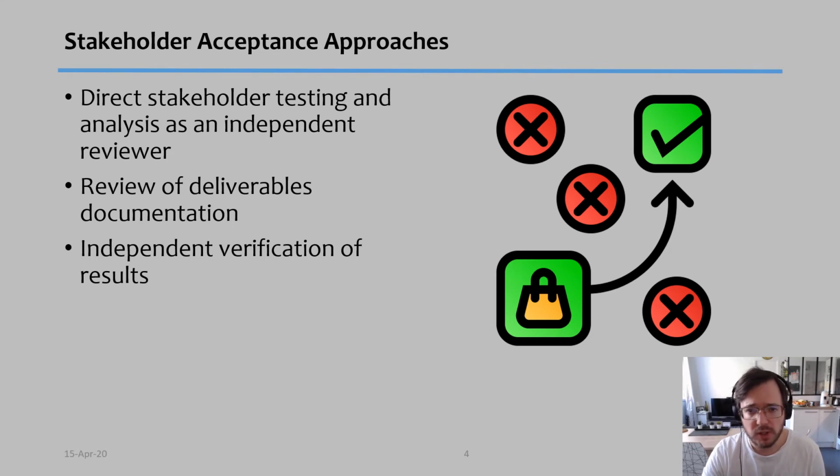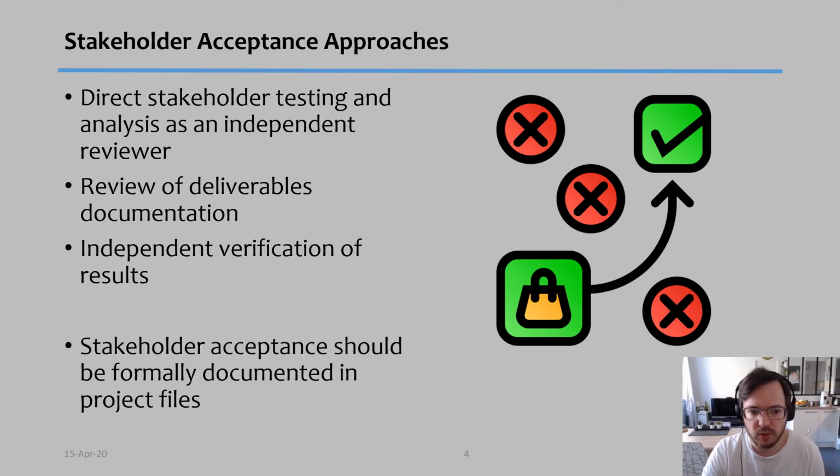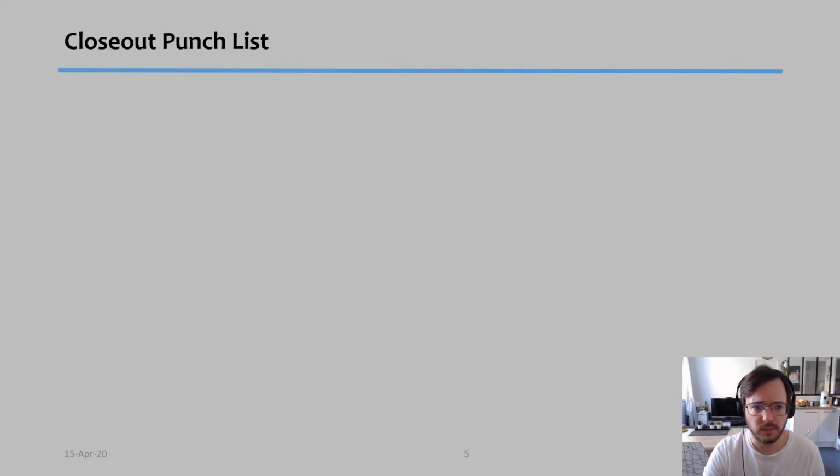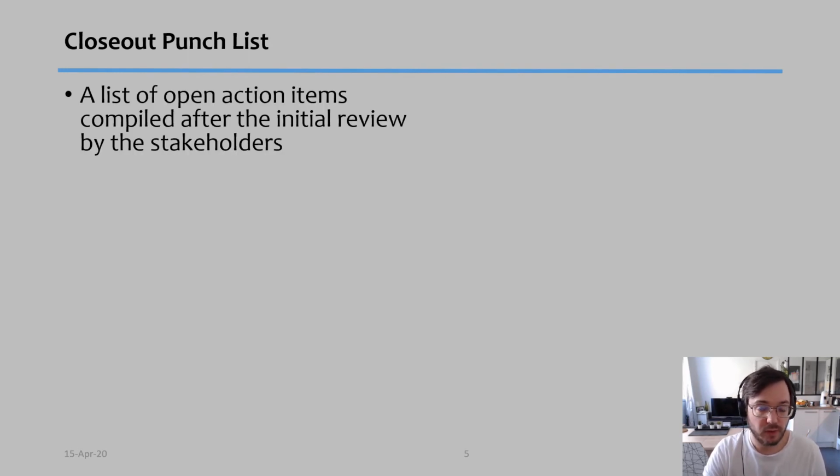Now, each project is different and you have to choose the best way to actually accept the deliverables of the project. But normally, because of the nature of the project, it's quite easy to know which one of the approaches should be used. The stakeholder acceptance, though, should be formally documented in the project files and should be signed. And therefore, you need to have some level of proof. And when we say proof, we mean documentation stating that indeed the stakeholder has accepted the results of the project. But sometimes the stakeholder might say that there are a couple of things that are unfinished in the project, and you might have to finish those items.